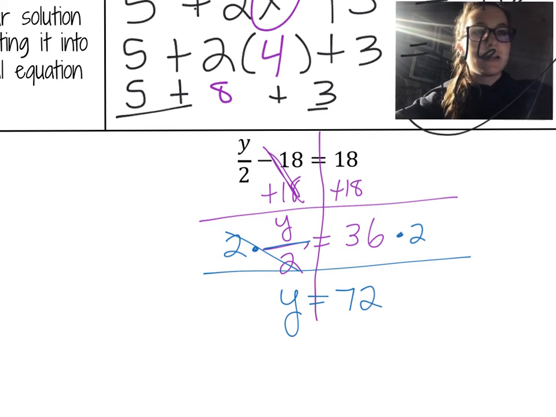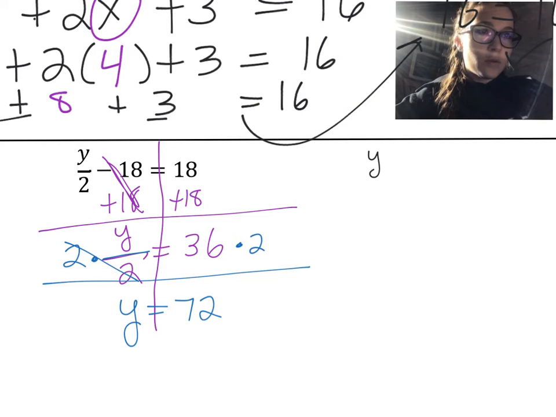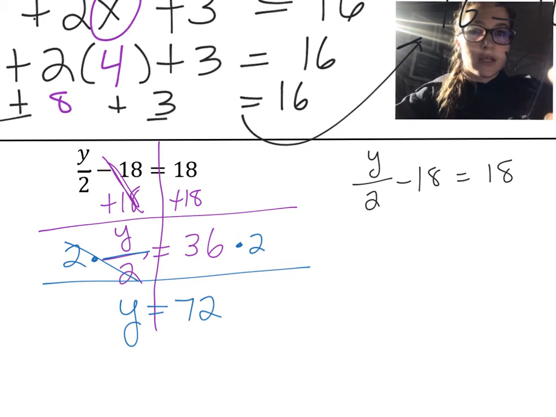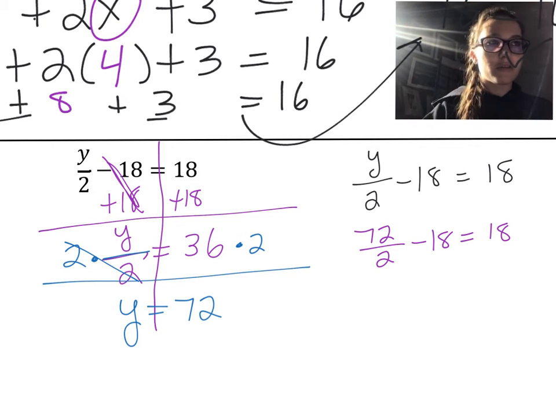So on the side, I'm going to check my work by substituting it in before I box my answer. So y divided by 2 minus 18 equals 18. Instead of y, I'm going to put in 72. Okay, using our order of operations, multiply and divide first. We have 72 divided by 2.